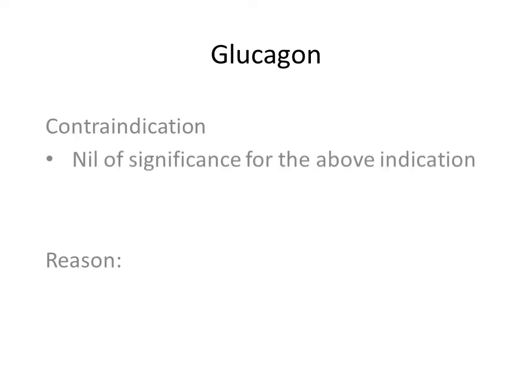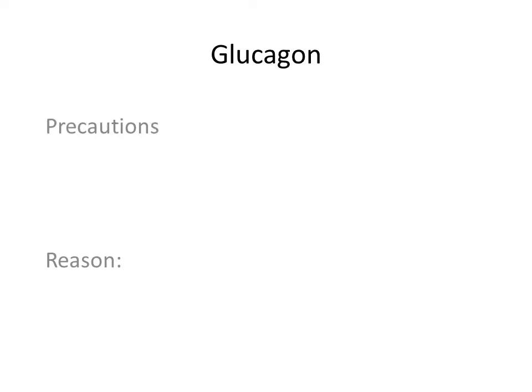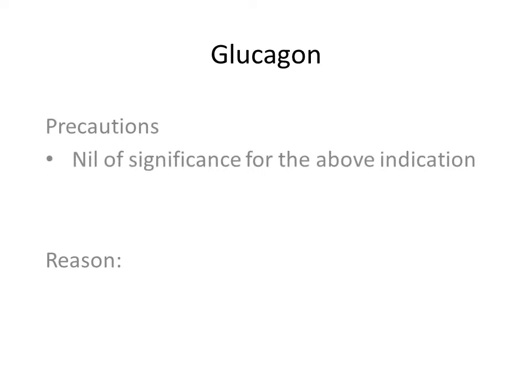Moving on to contraindications. Very easy one. Nil of significance to the indication. So if their sugar is not less than 4, you don't have to give anything to them naturally. Precautions, again, super easy, super fast. No significance to the indication. It is a very safe drug.